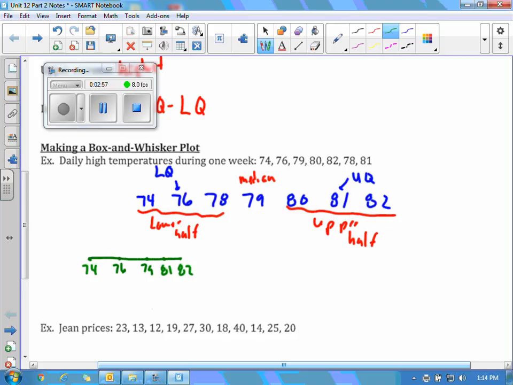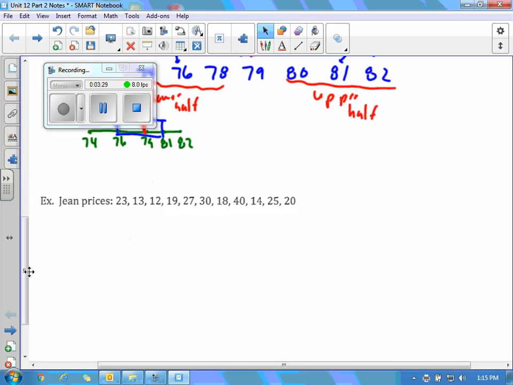But remember, we're making a Box-and-Whisker plot. So our box is going to be from the lower quartile, which is 76, to the upper quartile, which is 81. So we would draw a box right there. We also need to draw a line through the median, which is 79. So I draw a line right there. Our box is the blue box. The whiskers are the line from 81 to 82, and from 74 to 76. Those are the whiskers. So that's a Box-and-Whisker plot. I'm going to have you try to make your own for the second one. If you have any trouble, feel free to ask.